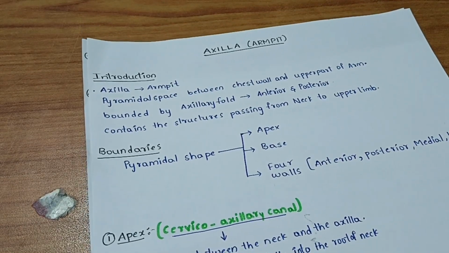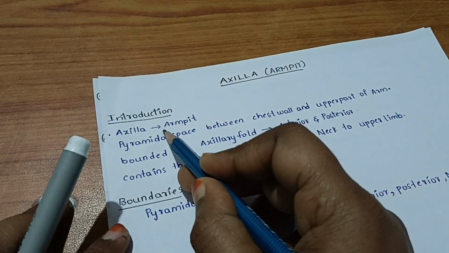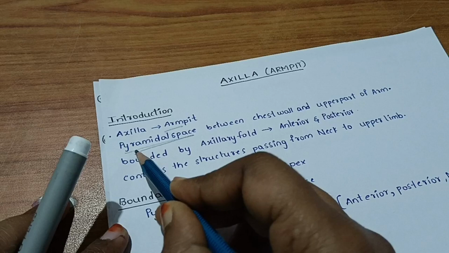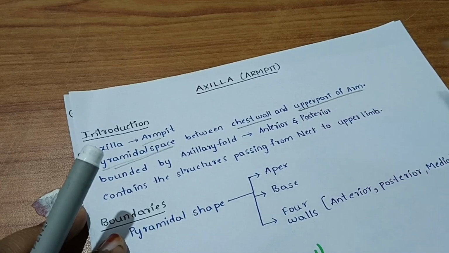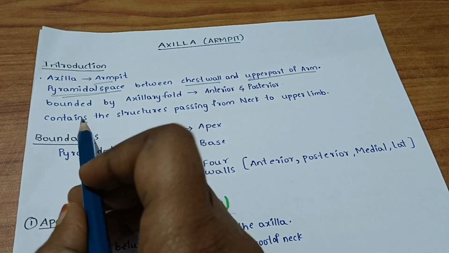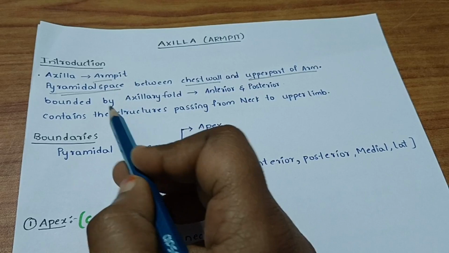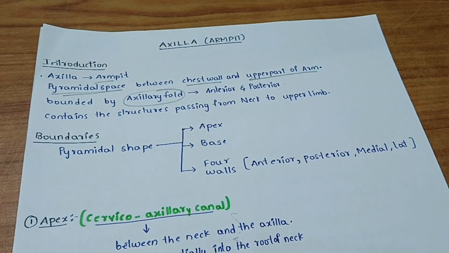Let's see the description of the axilla. The axilla is a very important question. It may be asked for a long answer. The axilla is also known as the armpit. It is a pyramidal shape, presented between the chest wall and the upper part of the arm. It is bounded by the axillary folds: anteriorly by the anterior axillary fold, and posteriorly by the posterior axillary fold.